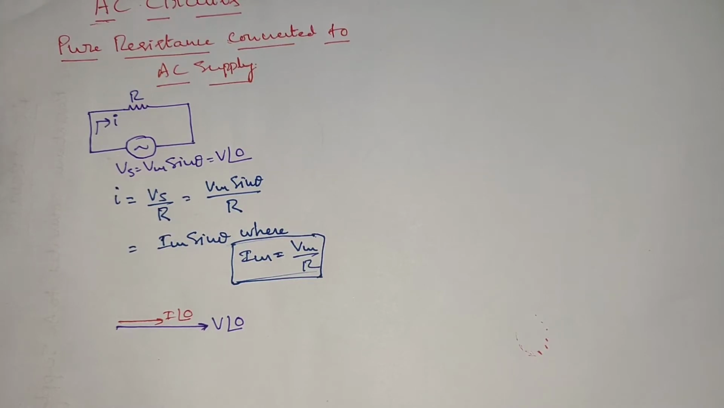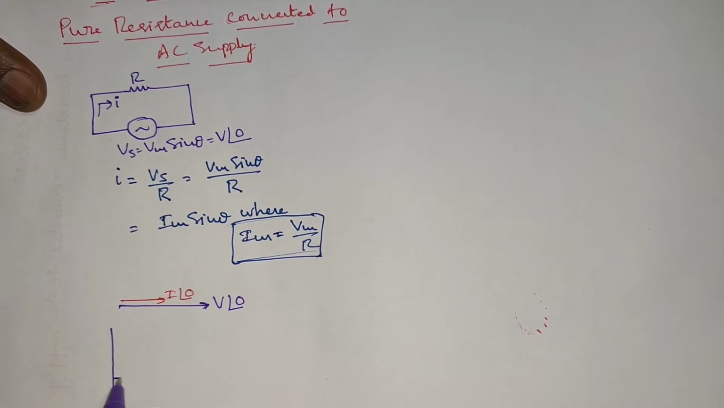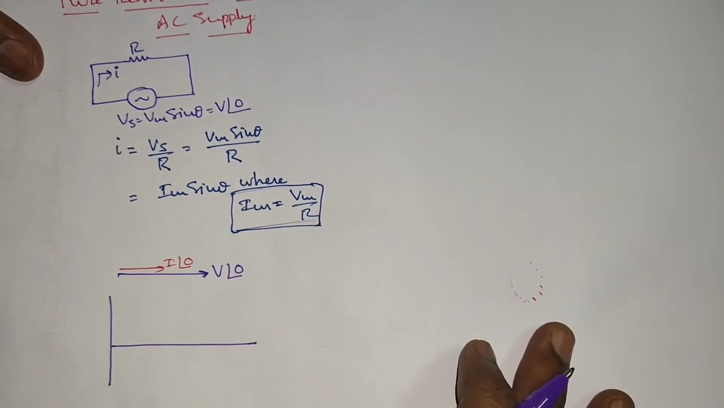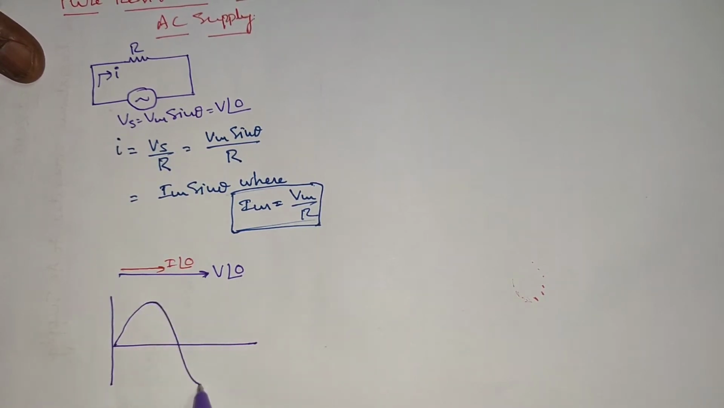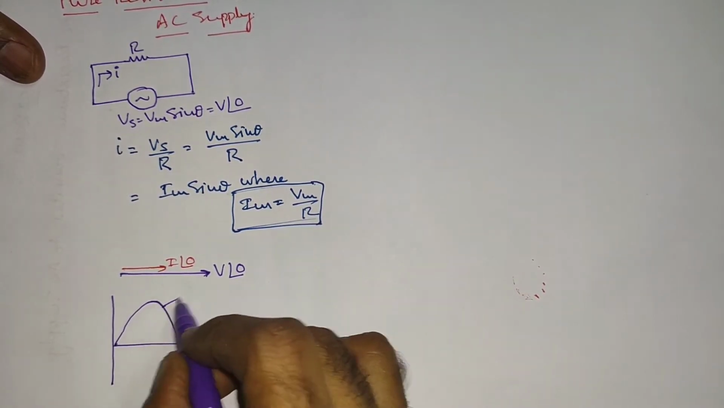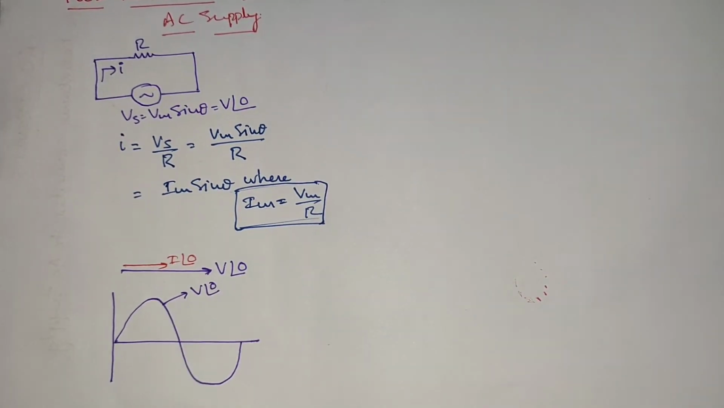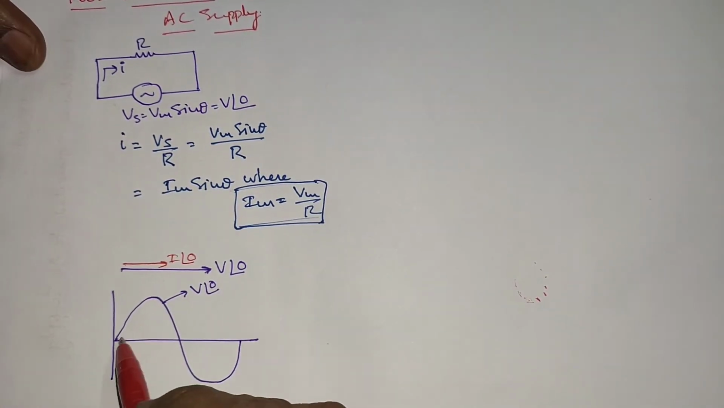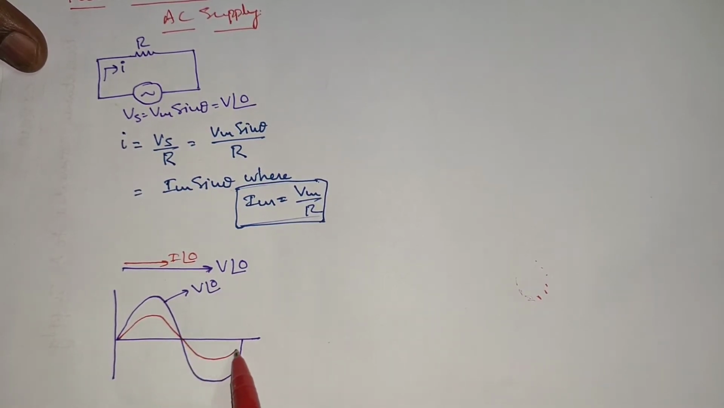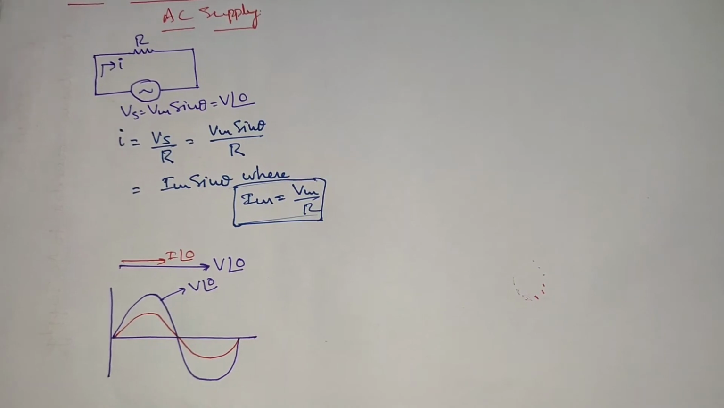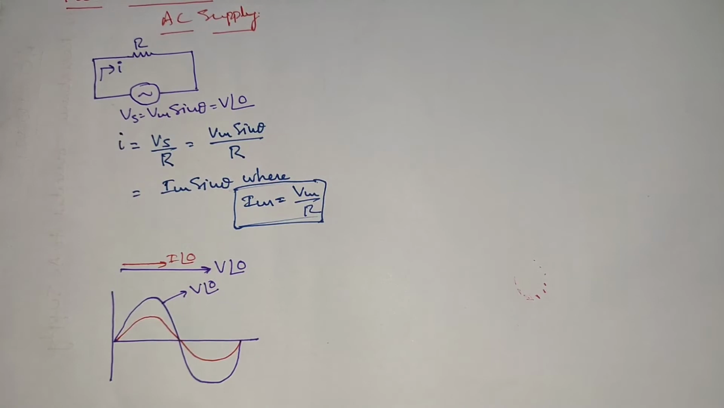And the waveform representation for these two, when you consider the graphical representation of these two, say if this is the voltage V at an angle of 0, then the current is going to have the same phase with the decreased magnitude depending upon the magnitude of resistance, whether it is greater than 1 or less than 1.